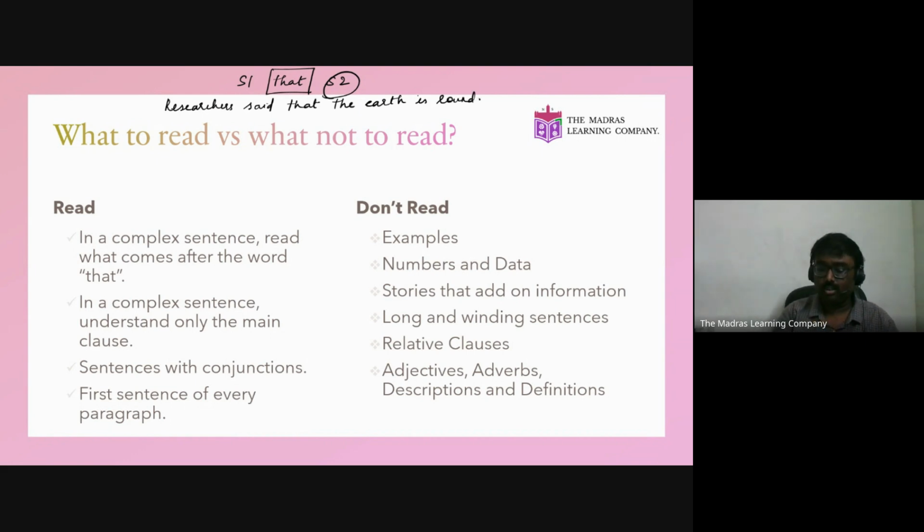Right? In this case, I don't care about who said it. Researchers said it, Sai Kiran said it, doesn't matter. What matters is what comes after that? The earth is round. So when you have something like this, when you have a "that" connecting two sentences, focus on what's after the "that", right? Similarly, when you have a complex sentence, understand only the main clause.